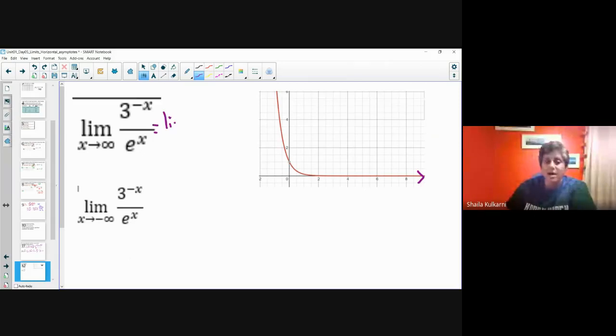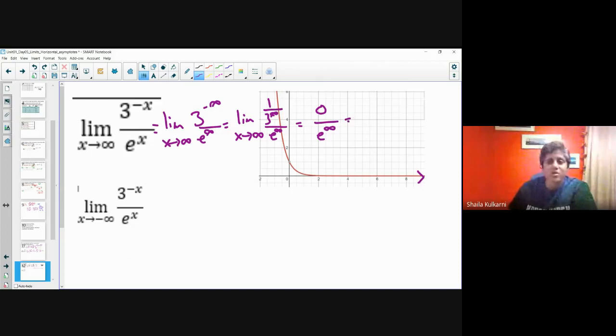Let's see what we get. I'm going to plug in positive infinity. I get 3 to the negative infinity over e to the infinity. What do I do with that negative exponent, ladies and gentlemen? You put a 1, then you make it a positive exponent, all over e to the infinity. What did we just talk about? 1 over a gigantic number is going to be 0, all over something that's not 0, so that is going to be 0 as well. That checked out. The limit as x approaches infinity of the function is 0.